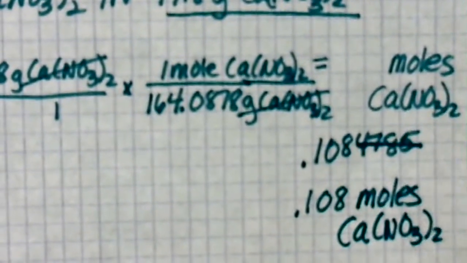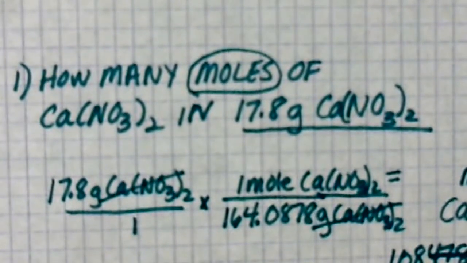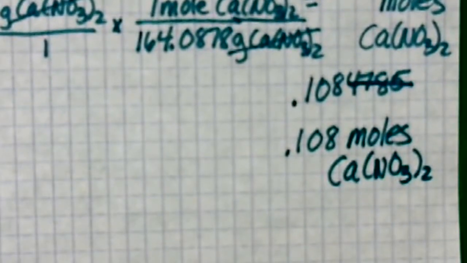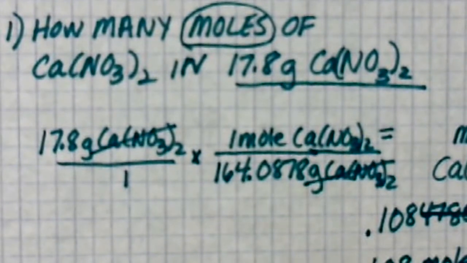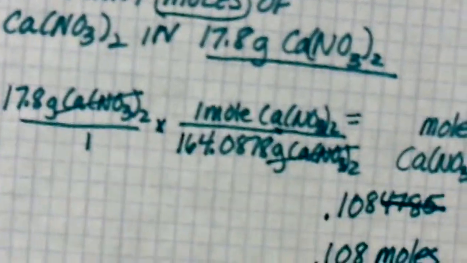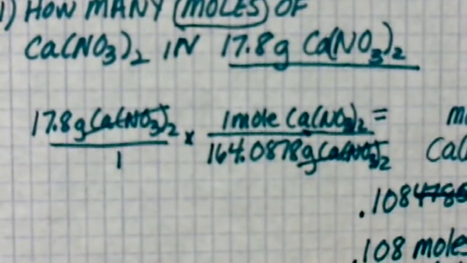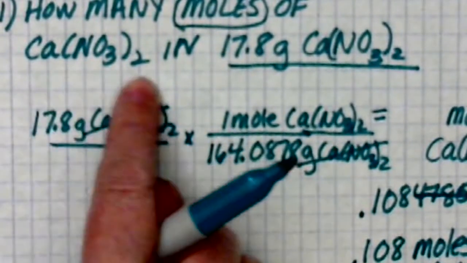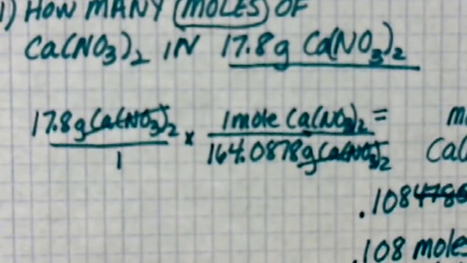So there we have our problem. Just like we had before, how many moles of calcium nitrate in 17.8 grams of calcium nitrate gives me 0.108 moles of calcium nitrate. I use the same techniques as I did previously in the year, crossing out units and getting the units I want. And also, the only really new thing is finding how many grams in 1 mole of a compound, which I think you'll find pretty easy to do. So give the target problems a try, and if you need help, see me in class.